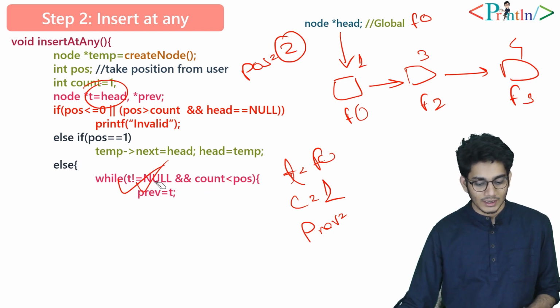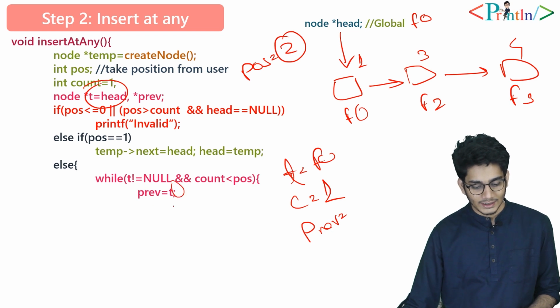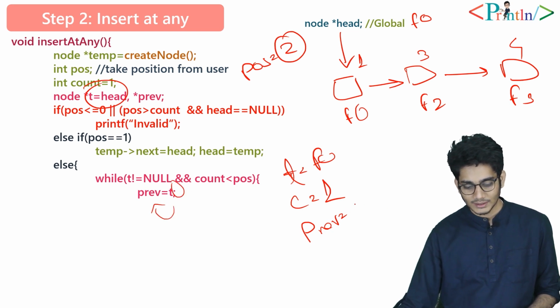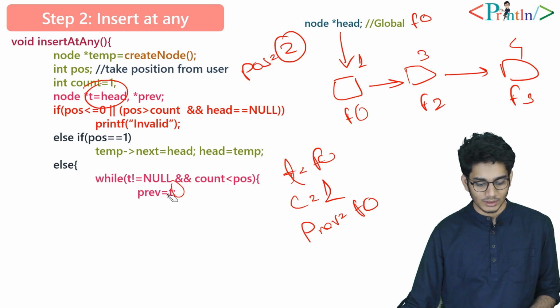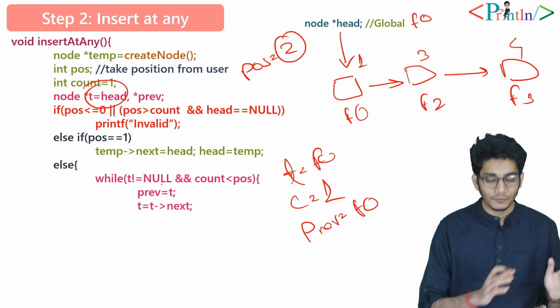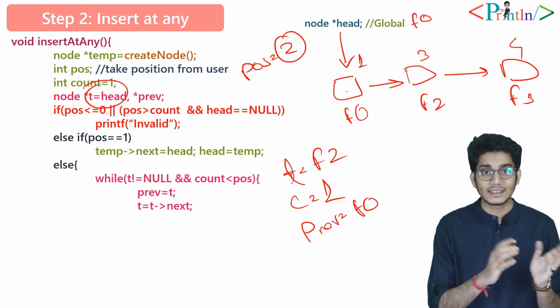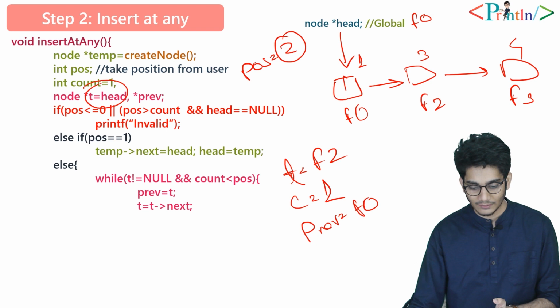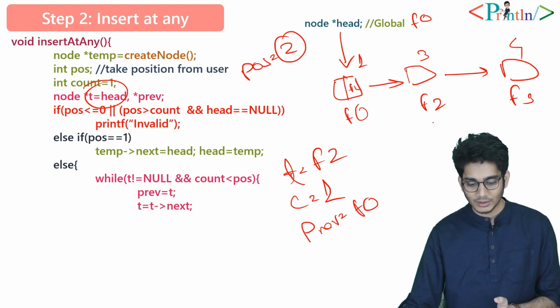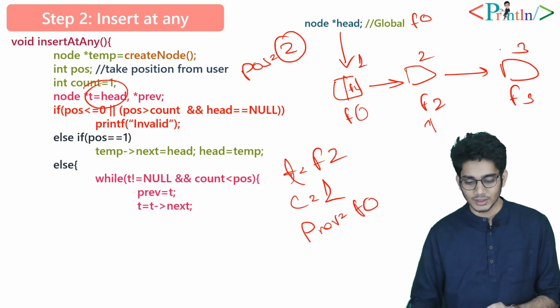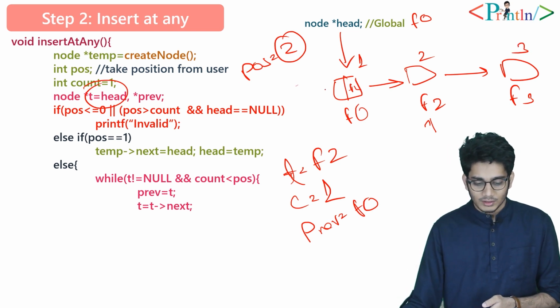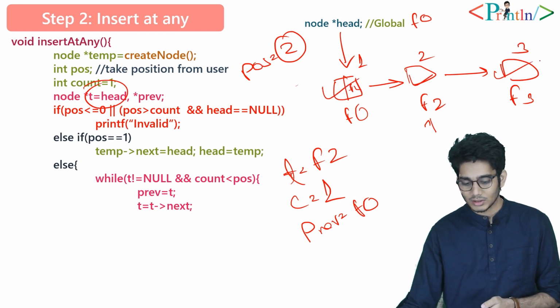Then we'll assign t into previous. It means our previous will contain f0. Then we'll move t one step forward. Then what will be the value of t? The value of t will be f2, because t next means f2. So here we have f2, right? Now t is pointing here. So let me correct this thing, that is 2, 3. This is the first block, this is the second block, this is the third block.